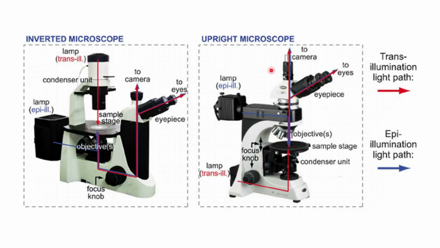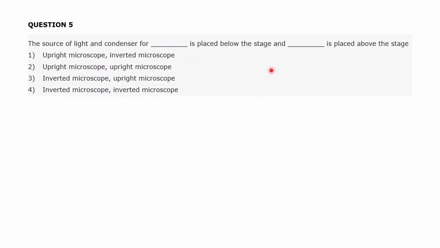Okay, so I will move on to the next question then. I think it's clear. So question number 5. The source of the light and condenser is placed below the stage for which microscope, and above the stage for which microscope? The answer is quite clear from the previous image that I have shown. So anyone has any answer?